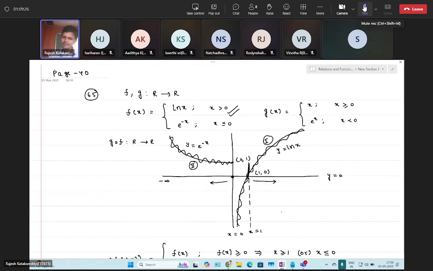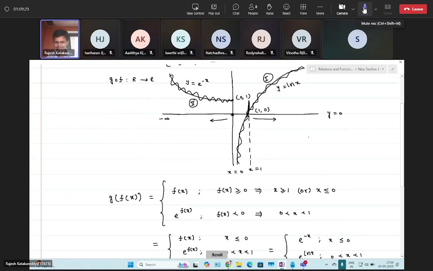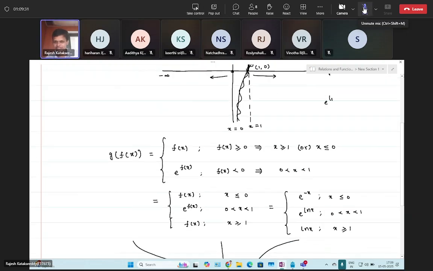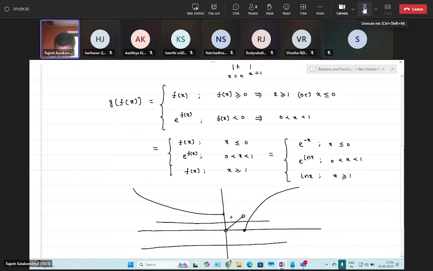I didn't draw the e power log x graph. Listen, e power log x is equal to x, because e power and log got cancelled. It is just the x graph, the line y equals x in the interval 0 to 1.